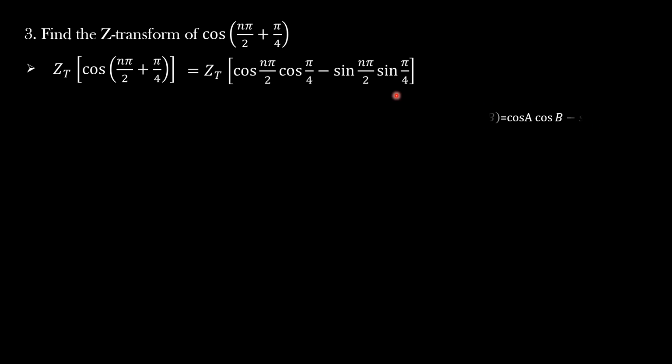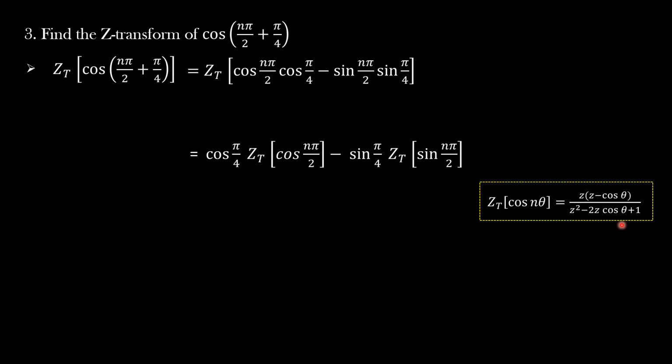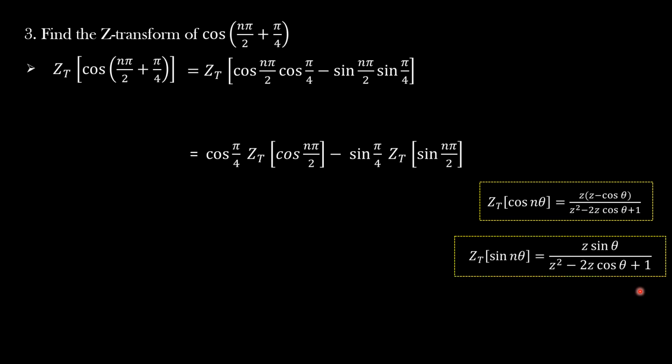By using the linear property of Z transform, the above equation becomes cos of pi by 4 into Z transform of cos of n pi by 2 minus sin of pi by 4 into Z transform of sin of n pi by 2. But we know that the Z transform of cos n theta is Z into Z minus cos theta divided by Z square minus 2Z cos theta plus 1, and the Z transform of sin n theta is Z into sin theta divided by Z square minus 2Z cos theta plus 1.